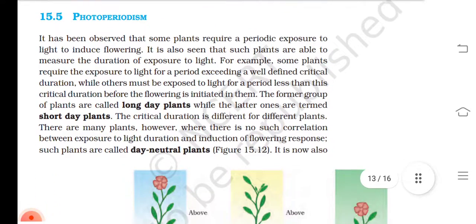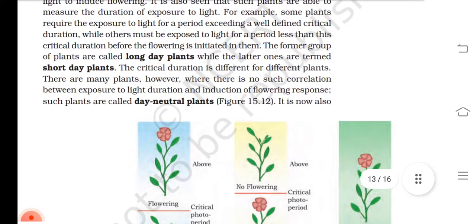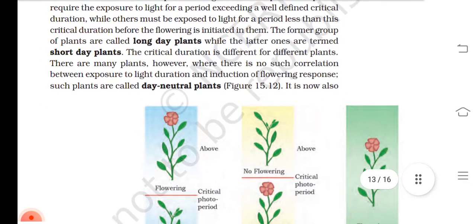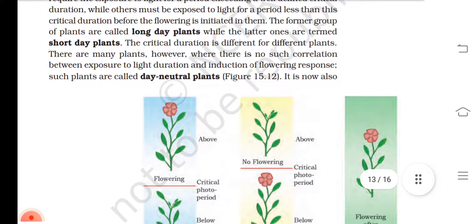15.5 Photoperiodism. It has been observed that some plants require a periodic exposure to light to induce flowering. It is also seen that such plants are able to measure the duration of exposure to light. For example, some plants require exposure to light for a period exceeding a well-defined critical duration, while others must be exposed to light for a period less than this critical duration before flowering is initiated. The former group of plants are called long day plants, while the latter ones are termed short day plants. The critical duration is different for different plants.